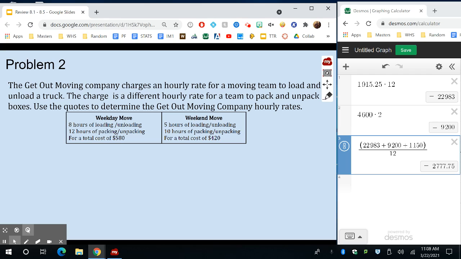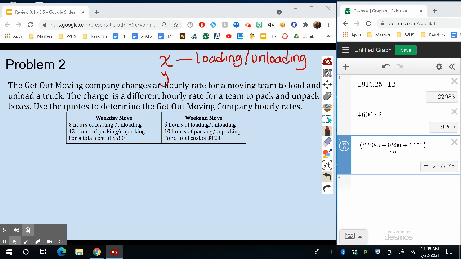If they move on a weekend, for 5 hours of loading and unloading and 10 hours of packing and unpacking, they charge a total of $420. Okay, so what we need to do is first of all let x be the loading and unloading, and we're going to let y be packing and unpacking.